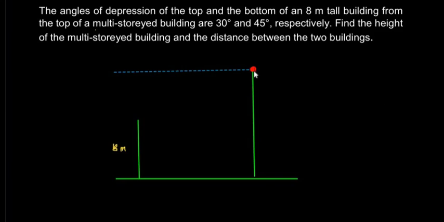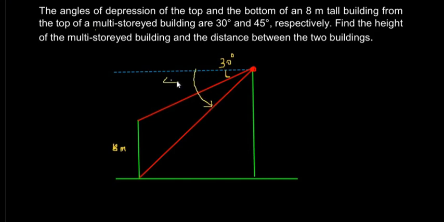Now from this line of sight you are going to draw the angle of depression. So let me draw the angle of depression to the top of the building. It's given as 30 degrees, so let us mark it as 30 degrees here. Next, when you are looking at the bottom of this building, let us draw another line over here. You are making an angle of depression of 45 degrees. That means from the line of sight till this point, the angle made is 45 degrees.